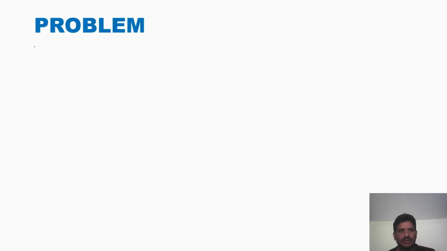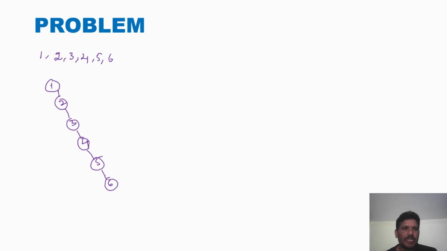In the next example, I will give you another example. 1, 2, 3, 4, 5, 6. If the elements are like this in ascending order, then how do we construct the binary search tree? Always the first element would be the root node. Then here the 2 is greater than the 1. Okay, here 2. Then 3 will come to here. Then 4 will come here. Then 5 is the right subtree of the 4. Then 6 is the right subtree of 5.